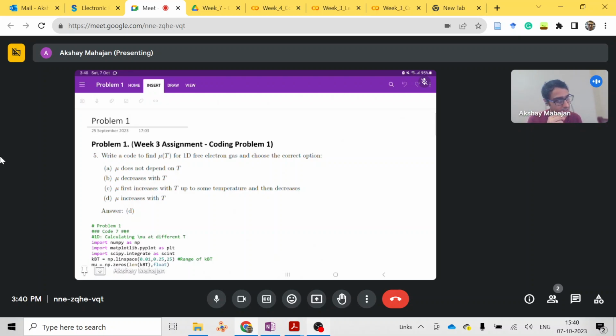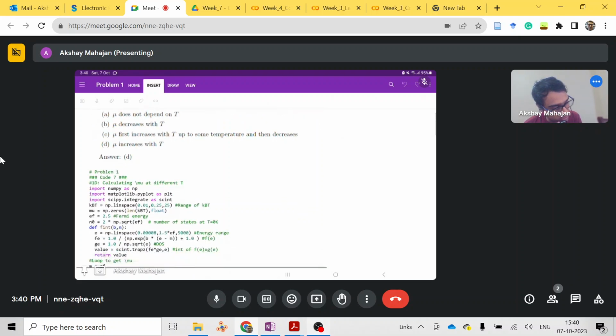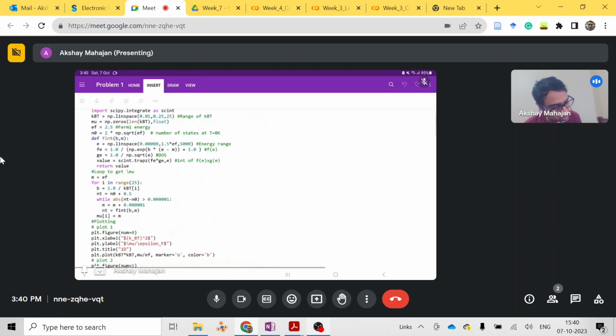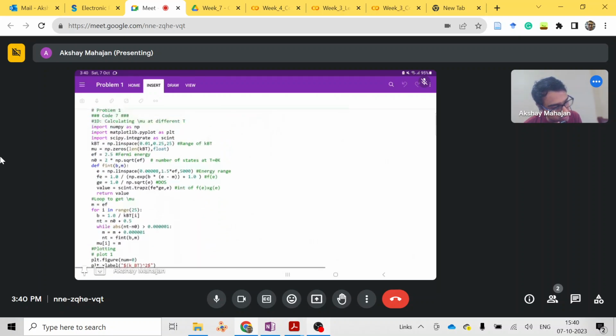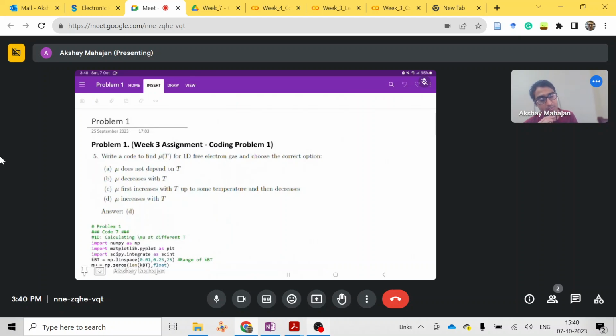In that coding problem, you have to write a code for mu versus T for the 1D free electron gas and choose the correct option. We just saw it in our lecture 3 code as well. Mu does not depend on T? That was not the case. Mu decreases with T? No, we actually saw that it increases. Mu first increases with T up to some temperature and then decreases? No, it actually increases with T. So that's why our answer is that mu increases with T.